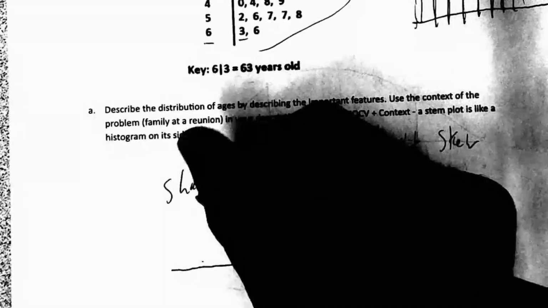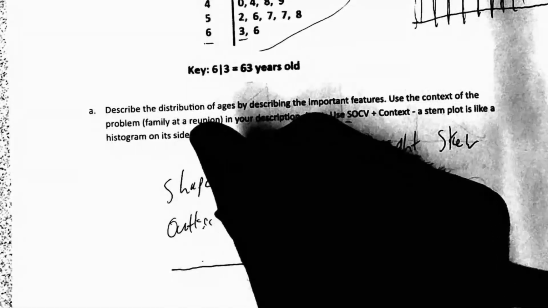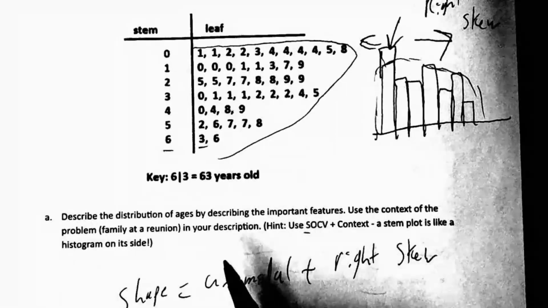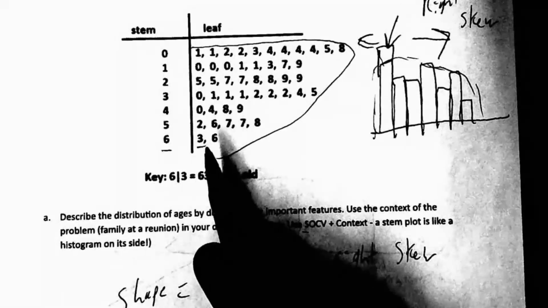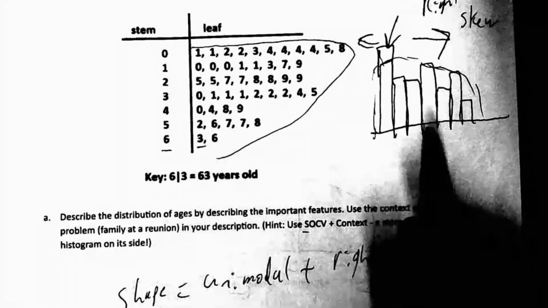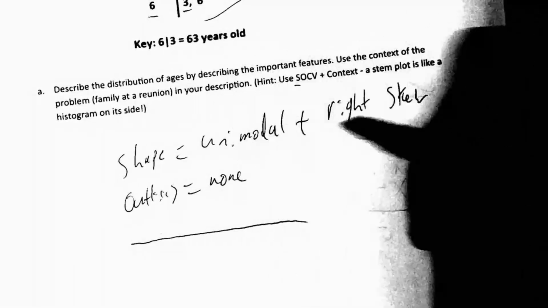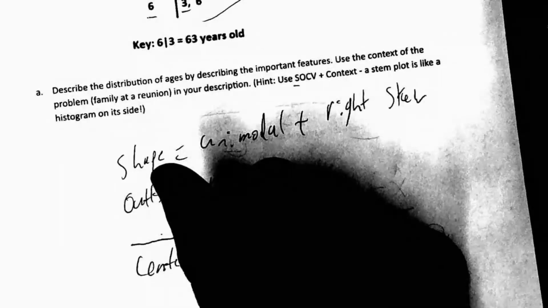That's S shape. Outliers: I don't see any outliers from this, right? So 63, 66, you can maybe argue that those are strays, but they are attached to the distribution. I would not say that they are outliers. There are none.